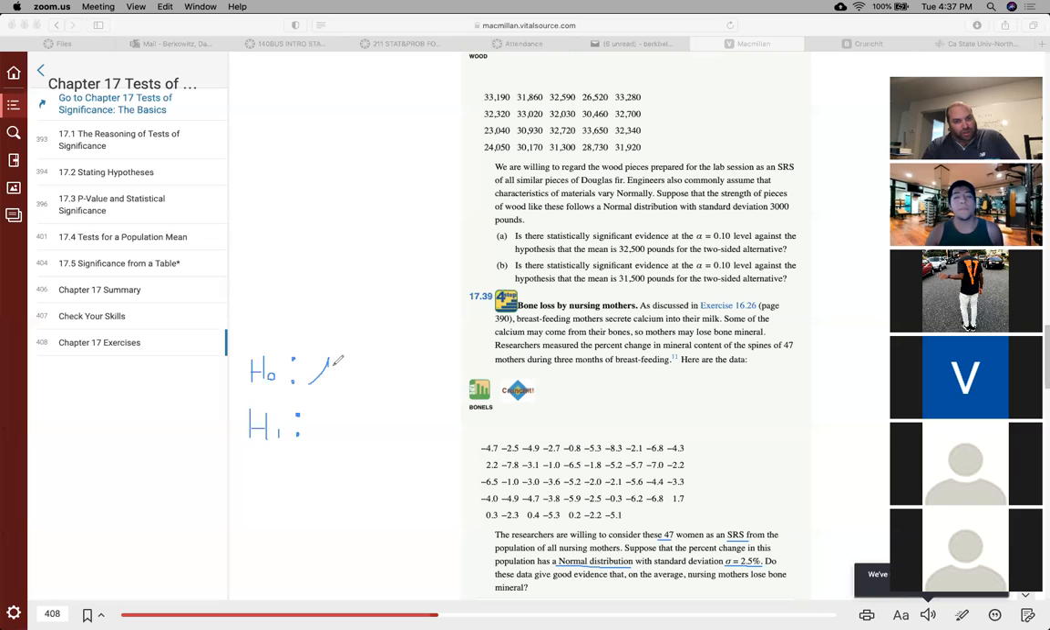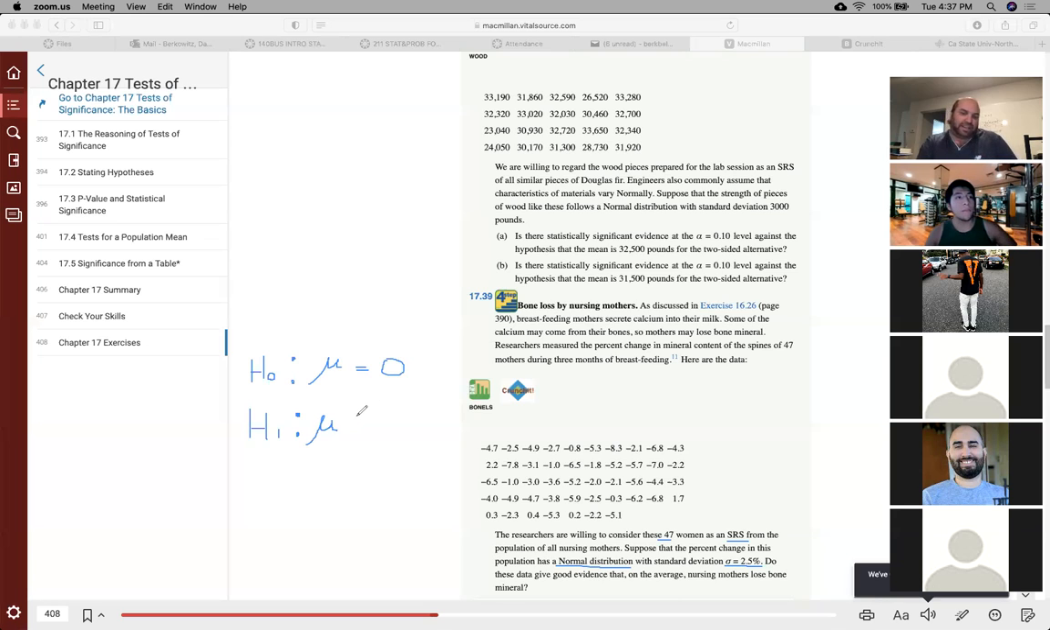So the null hypothesis is that the average loss is 0 versus the alternative that the average loss is not equal to 0. Well, that would be two-sided, right? That would indicate that we can also gain mineral, but we're not looking at whether they gain mineral content, right? The alternative in this case is that they lose mineral content, right? So we're testing that the overall change is negative. This would be a one-sided test. Does that seem reasonable?